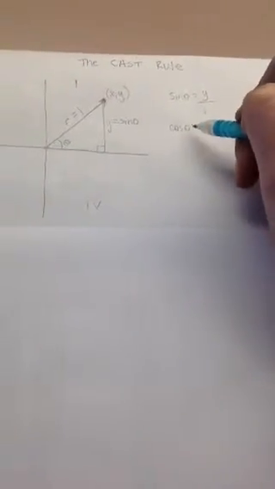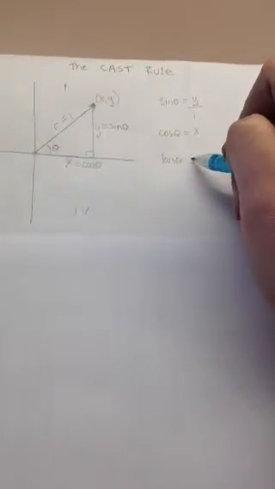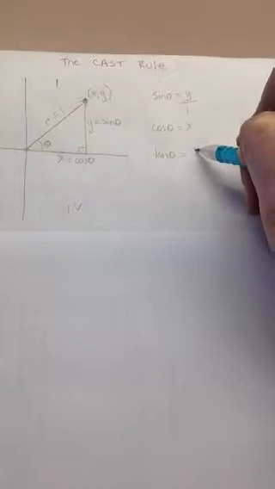Next, let's do cos theta. Cos theta is going to be x over 1. I'm not going to write the 1. You don't need to. X is equal to cos theta. And finally, tan of theta, opposite over adjacent, y over x.